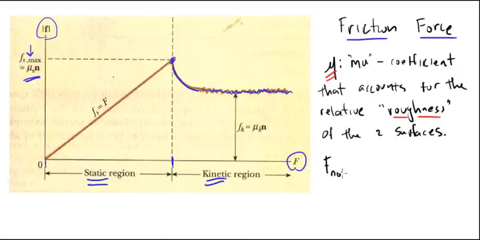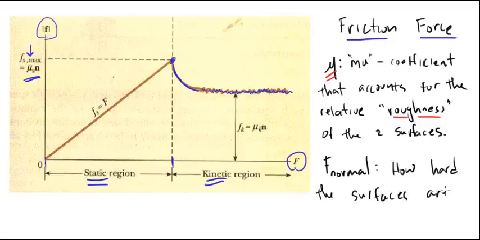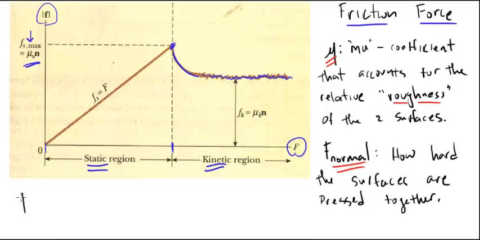So F normal is how hard the surfaces are pressed together. Okay, so normal force, F normal. And it turns out these are the only two things that matter, and so I can say that the friction force, F friction, is equal to mu, the coefficient of friction, times the normal force, F normal.